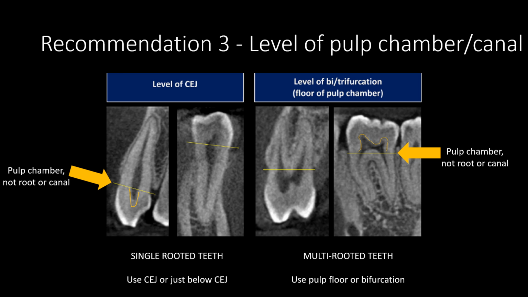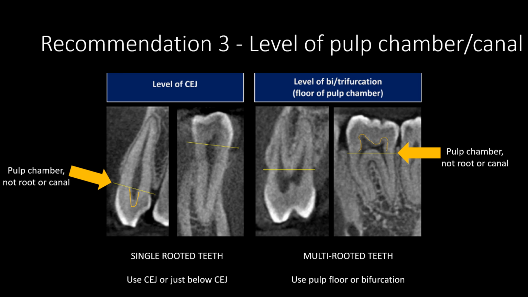Right, the third recommendation is the level of the pulp chamber or the canal. So this comes from Ahmed's elaboration of the system. It's a 2021 paper. I can send a link to anyone who wants to read it. But for single-rooted teeth, you're going to start your classification at around the level of the CEJ, or perhaps just below the CEJ. So that's the example on the left-hand side. If you look at the yellow arrow, in multi-rooted teeth, so if you've got a two-rooted premolar, for example, a 1-4 or a 2-4, then you're going to start your classification from the level of the pulp floor or the bifurcation of the canals. So I've drawn little outlines there in yellow.